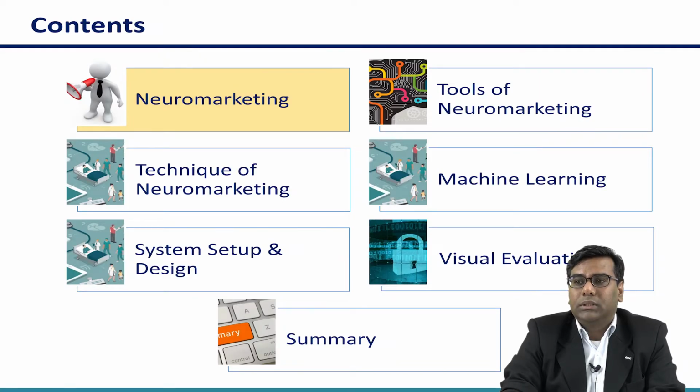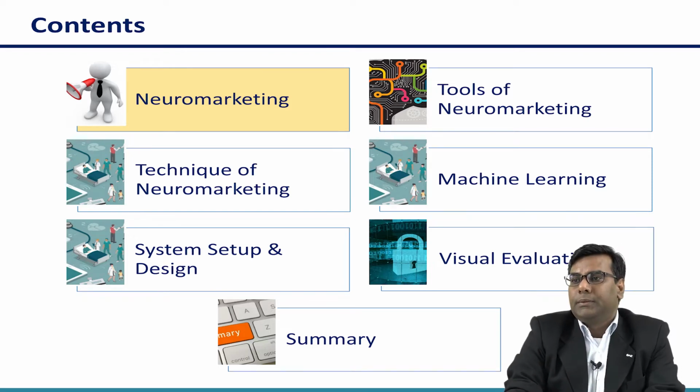Next, our contents. First we're going to learn what neuromarketing really is, and then we're going to talk about the tools of neuromarketing, which techniques we can use for neuromarketing, and what type of machine learning algorithms or techniques we use for it. After that we give examples of some system setup and design, and we look at some results, the visual evaluation results, and at last we're going to summarize our class.